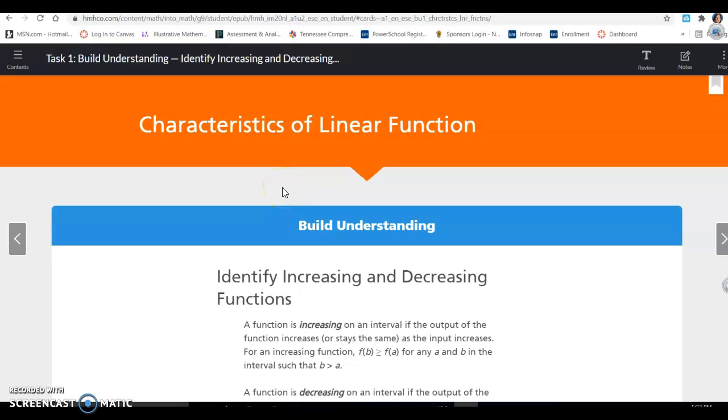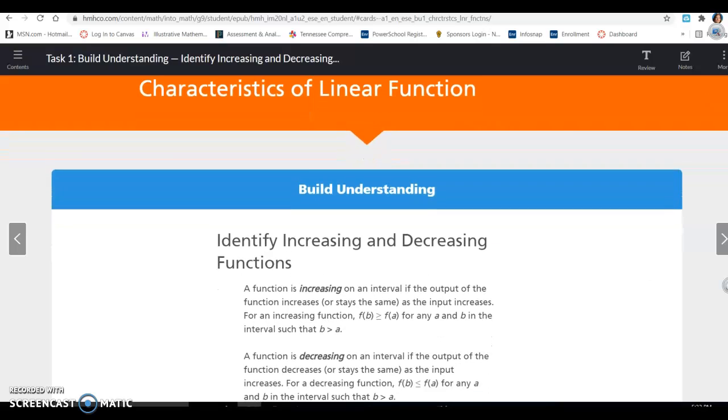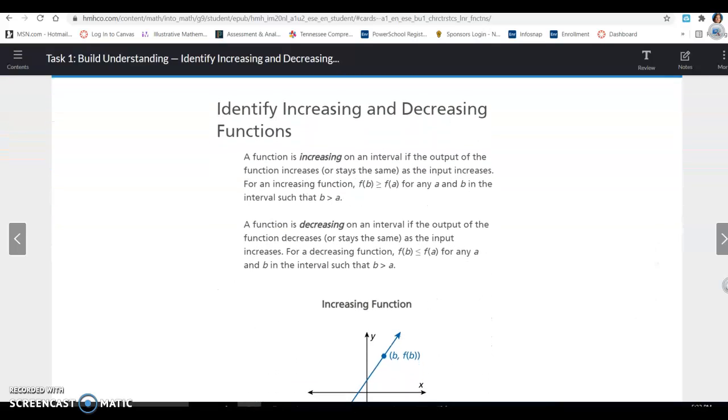All right, today we're going to look at lesson 4.3, characteristics of linear functions. We're looking at task 1 if you want to follow along. It says identify increasing and decreasing functions.